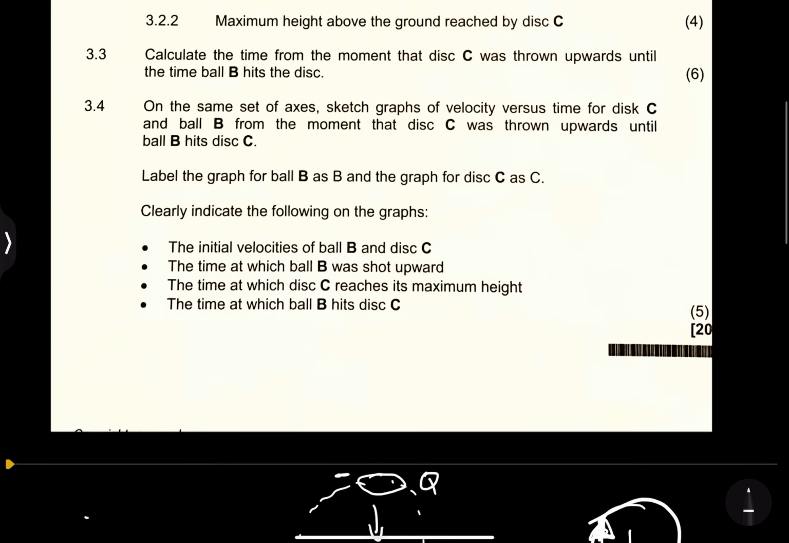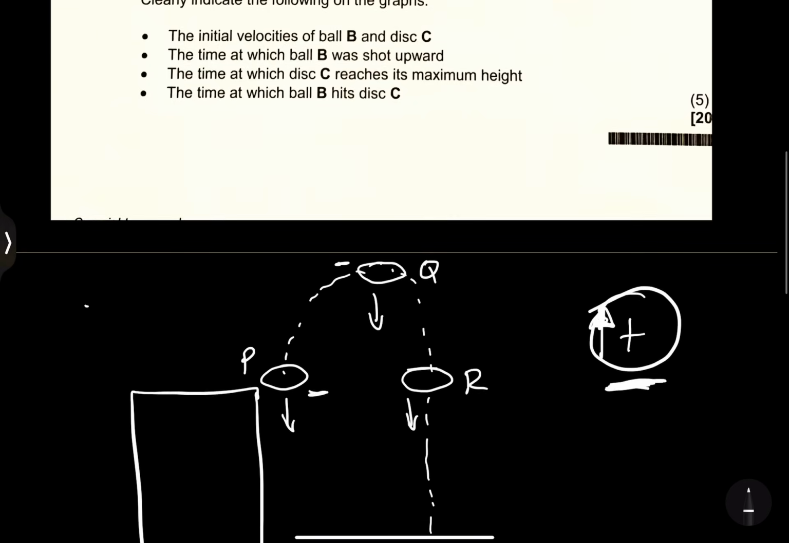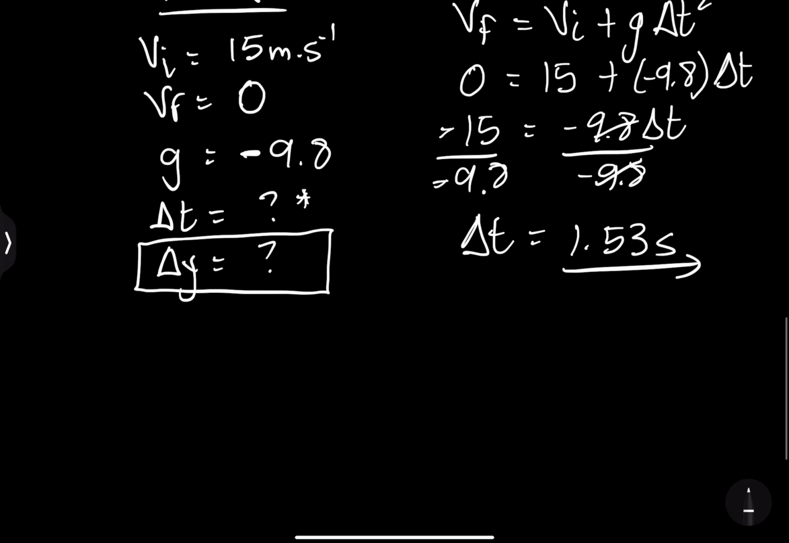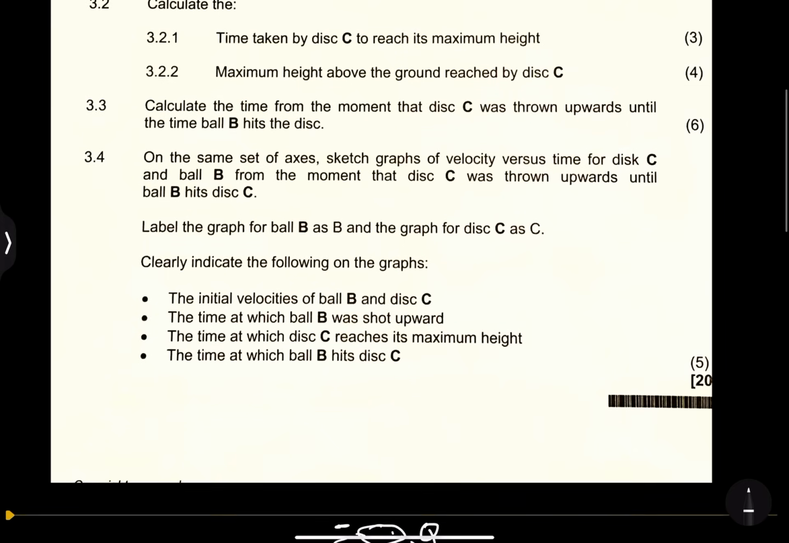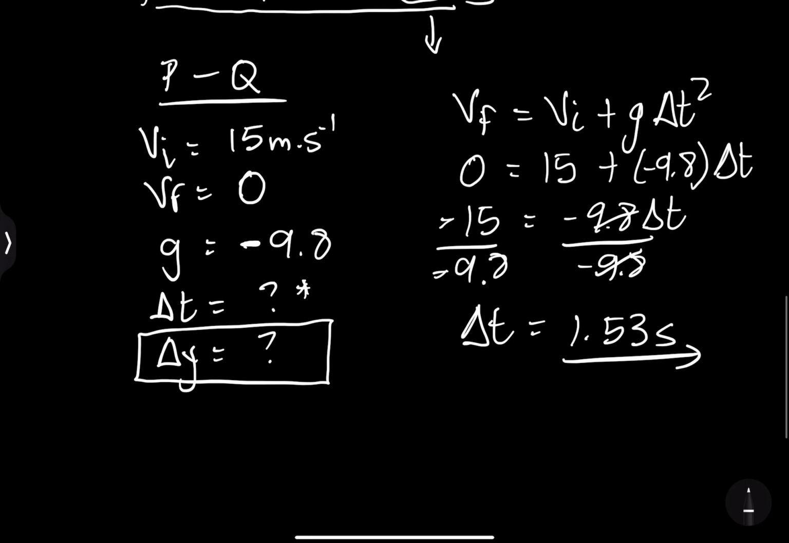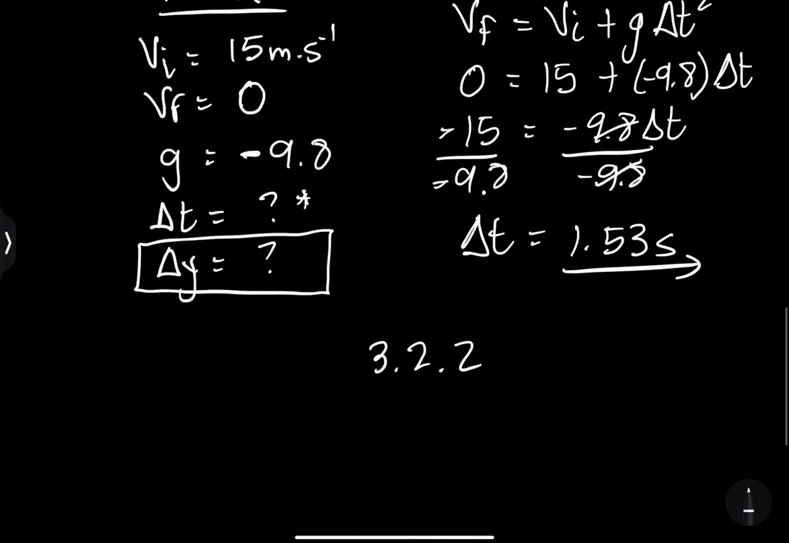Next question. They say calculate the maximum height above the ground reached by the disk. By the way, sorry for not numbering: the previous one was 3.2.1, and this is 3.2.2. We're still looking at the same set of information.